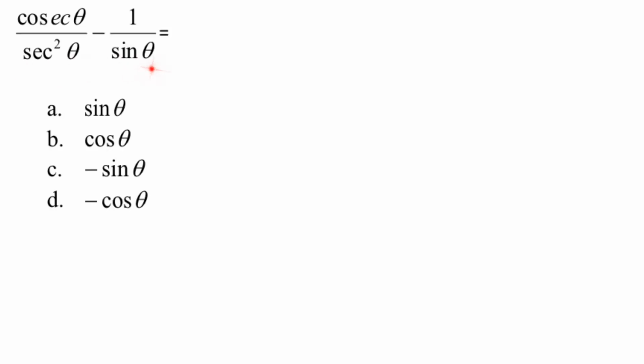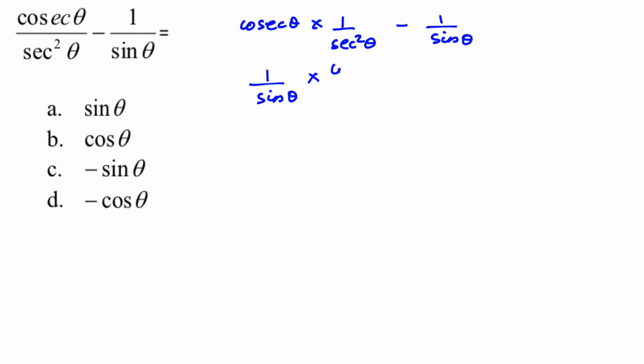We have another trigonometric question, and it's a proving question. So let's start. Whenever you have something like this over, and you know that this is a reciprocal, we can separate it and write it as cosec theta multiplied by 1 over sec squared theta minus 1 over sine theta. Cosec will become 1 over sine, and 1 over sec square is cos square theta, minus 1, over sine theta. 1 multiplied by cos square theta will give you cos square theta and minus 1.